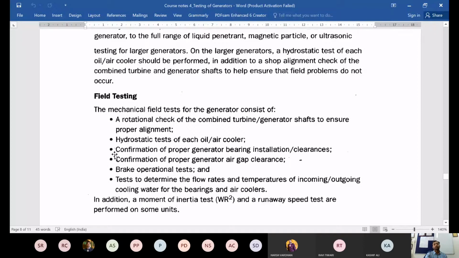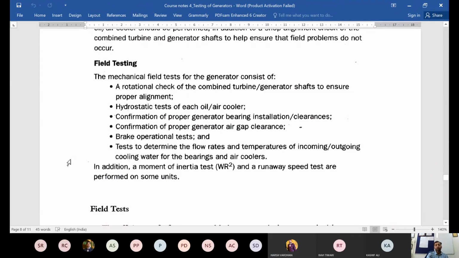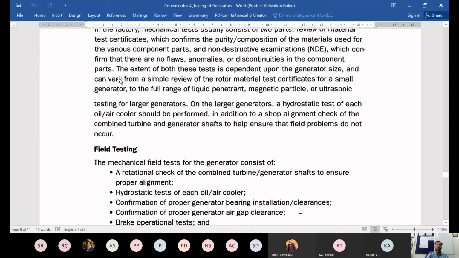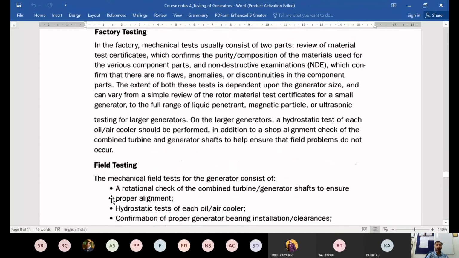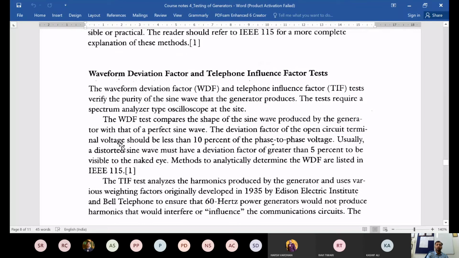Depending upon the criticality and the size of the unit, some of these might not be taken, and for larger generators probably all of these will be undertaken. So that's just a brief overview. Now we'll quickly have a look at the electrical tests. For the mechanical tests, we have talked about both factory and field testing, but when we were talking about electrical testing, we were primarily talking about the factory tests.